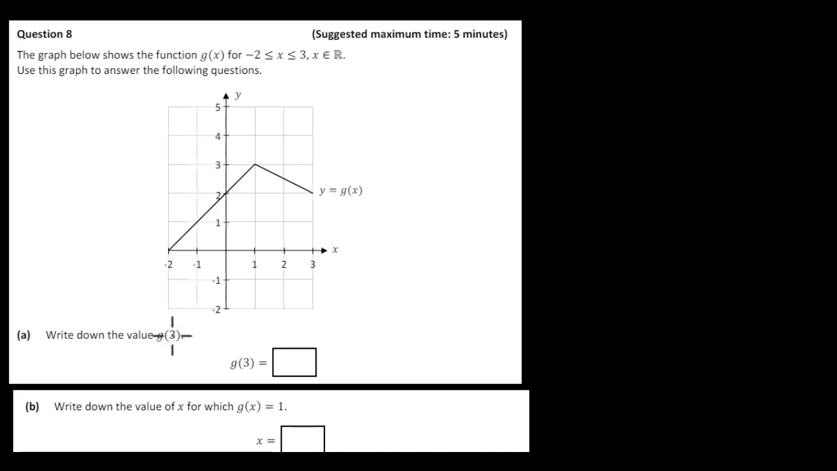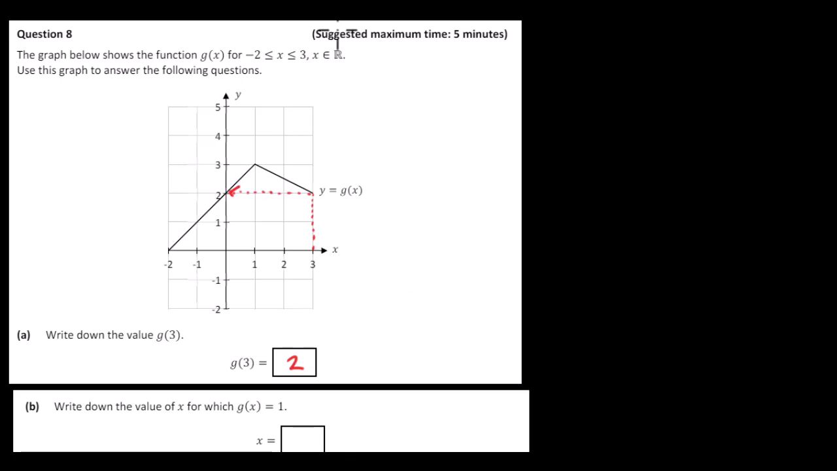So the 3 there is an x value, so you've got to look at 3 here on the x-axis. What you do is you go up until you hit the graph, use a ruler, go across. It says use the graph, so you do need to draw these lines. So your y value then is just 2. So when you stick 3 into the function g of x, you get 2 out as your output, as your y value.